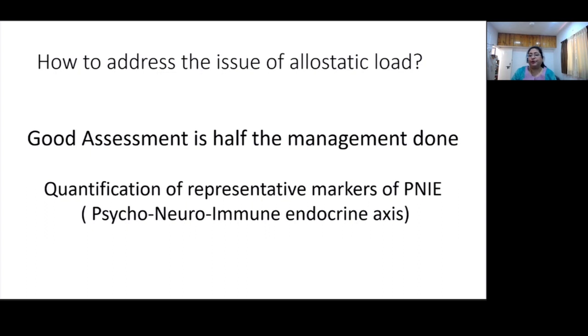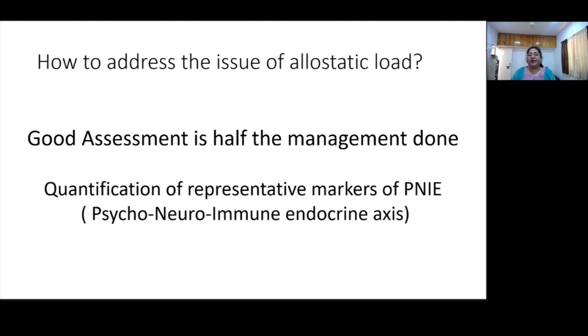So now, how to address the issue of this allostatic load? What should we do about it? We know that there is allostatic load. How do we go about it? As for any medicine, a good assessment is half the management done. So if we know how to measure the allostatic load, we will know how to resolve this.